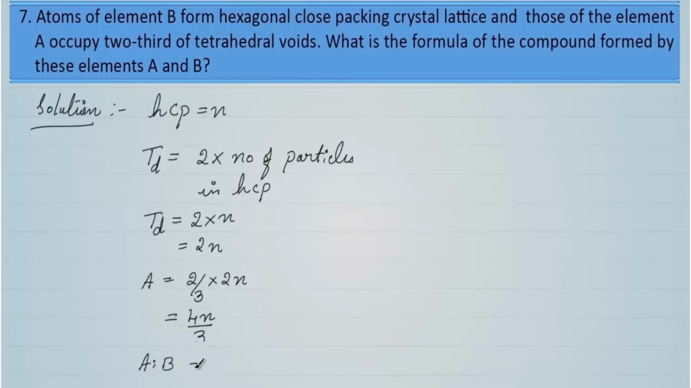Now the ratio A to B is equal to 4n by 3 is to n, and n is equal to 1. The above ratio becomes A is to B is equal to 4 by 3 is to 1. On multiplying by the common factor, the A to B ratio becomes 4 is to 3. Therefore, the formula of the compound is A4B3.